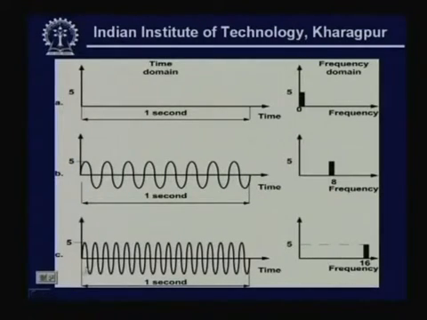On the other hand, here is another signal which has frequency 16. If you count, you will get 16 full periods within 1 second. This is 1 second. So it has time period 1 by 16 second, and the frequency domain representation is given here. We get a line of the same voltage, as you can see here, with amplitude 5.